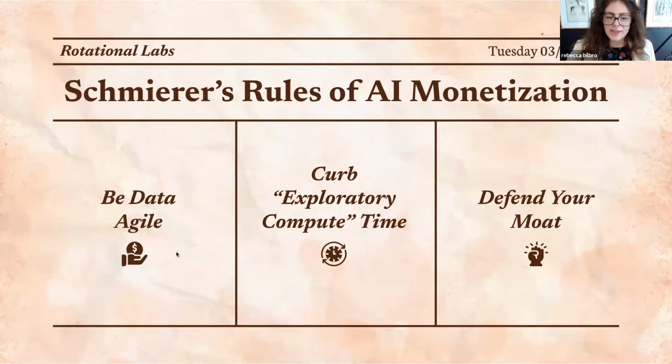I think another thing is, I'm calling these Schmierer's rules of AI monetization, as a recognition of my co-founder, Edwin Schmierer, who is our COO, and he is the one who makes sure that we are effectively costing out all of the language models that we build and doing it in a fiscally responsible way. So I'm not going to talk about all of these. We do go into these in the book, but I'm going to talk about the second one a little bit, which is curb your exploratory compute time.